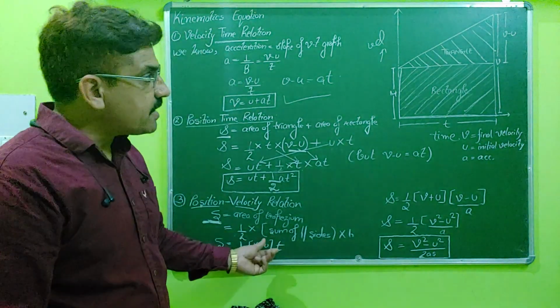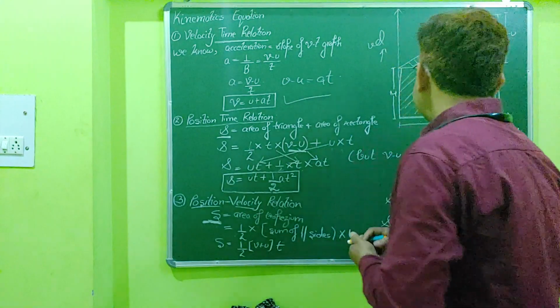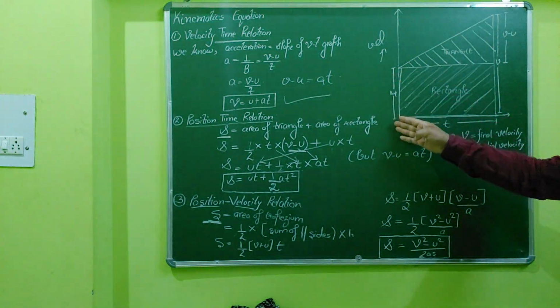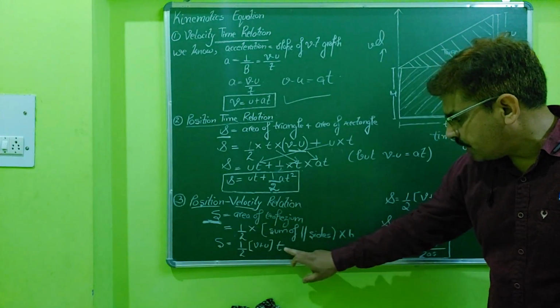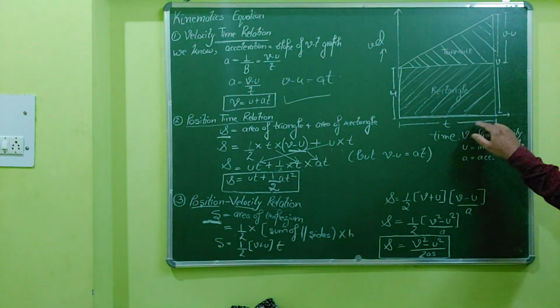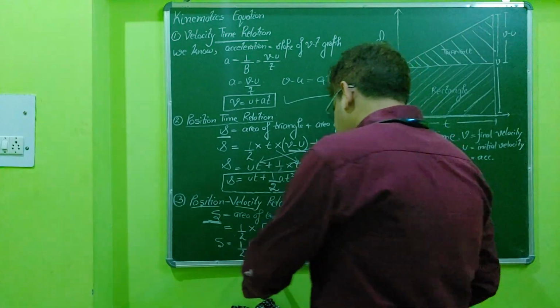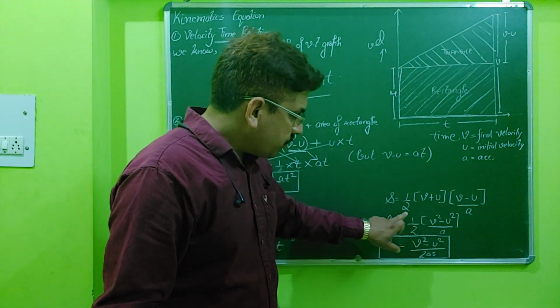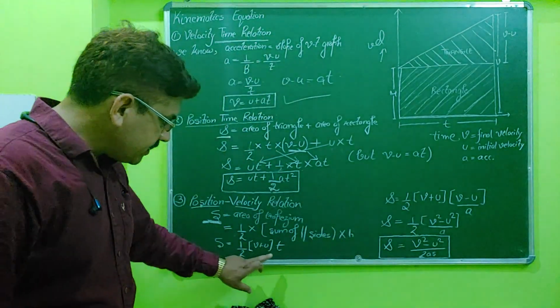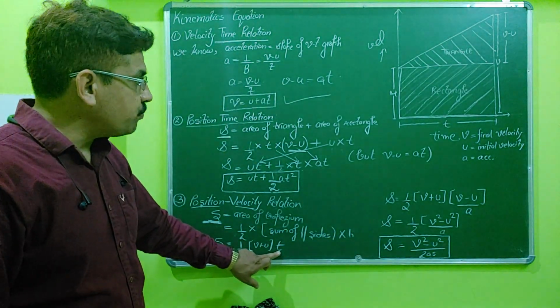So these are the parallel sides. If you go for the sum, that is equal to V plus U. So that is V plus U into height. This is the height, so that is equal to T. So V plus U into T. This is the same as written, but from here we have to find T.